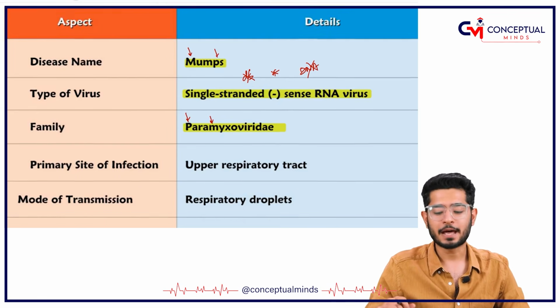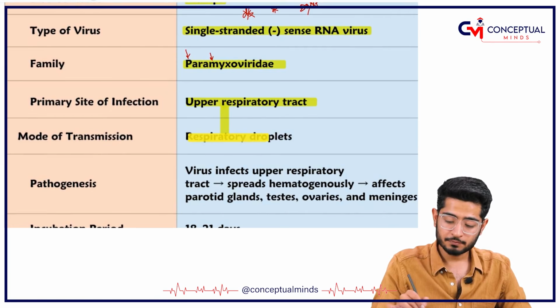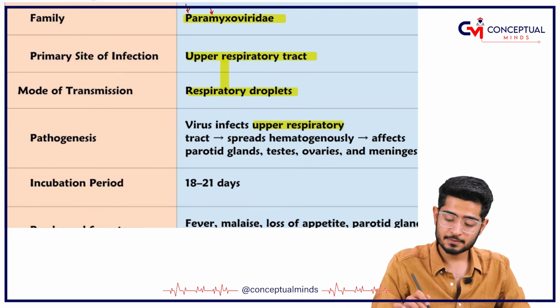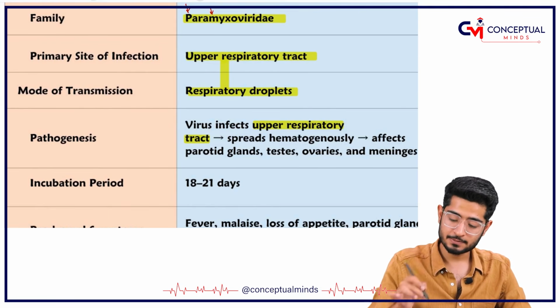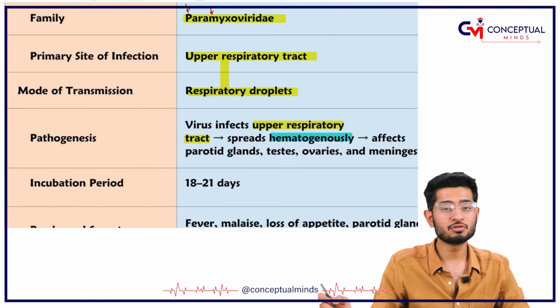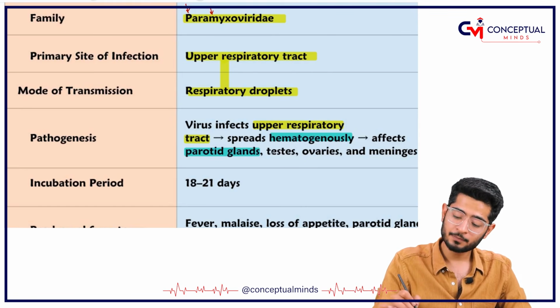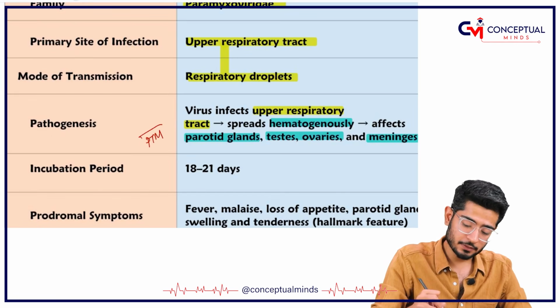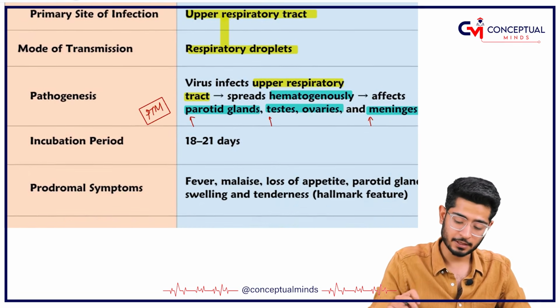So mumps is a Paramyxovirus, and the primary site of infection is the upper respiratory tract and the mode of transmission is also respiratory droplets. If it is in the upper respiratory tract, the spread is going to be via droplets. But in the human body, how is it going to spread? From your respiratory tract it is going to go into the hematogenous route, in the blood, and then it is going to affect the parotid gland, the testis, ovaries and meninges, okay? So PTM are the three locations of mumps. M for meninges, T for testis, ovary and P for parotid gland.